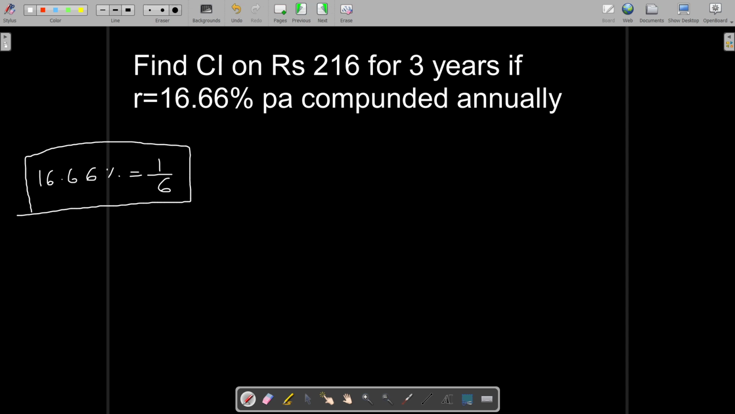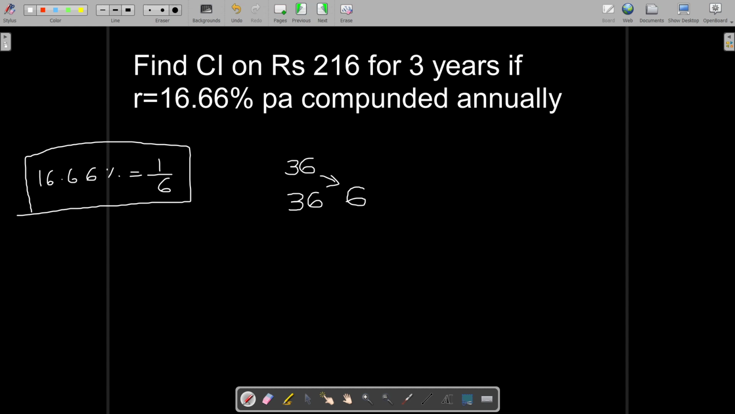So here for the first year you will get an interest of ₹36, interest on the principal. For the second year you will get an interest on the principal and an interest on the previous interest. Interest on the principal is ₹36. Interest of this ₹36 is this ₹6 for the second year.